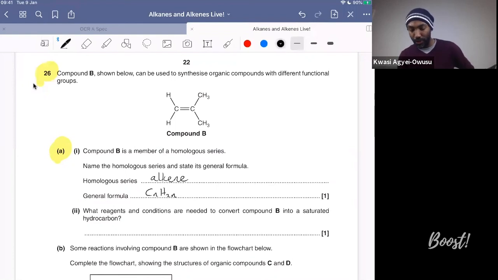Okay. Part 2 says what reagents and conditions are needed to convert compound B into a saturated hydrocarbon. In a saturated hydrocarbon, there are no double bonds, just single bonds. If we're going to have a hydrocarbon, we can't have any elements apart from hydrogen and carbon. So the only thing we can add across that double bond is hydrogen. Okay, so hydrogen would convert this into an alkane, a branched alkane. It would be methyl propane, and we would need hydrogen, so H2, and we would need a nickel catalyst. It's a catalytic hydrogenation. Okay, so catalytic hydrogenation would be our answer, I think I can spell that. Okay.